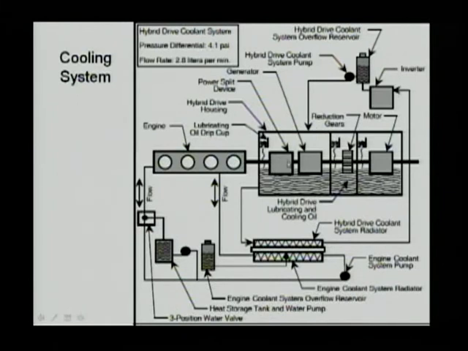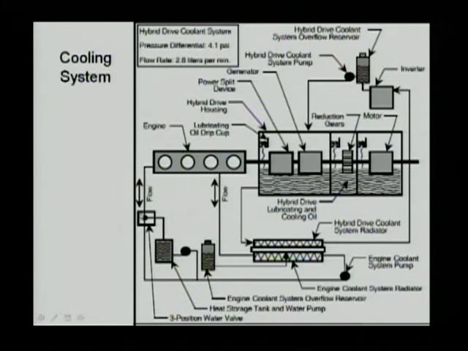On the diagram in the middle, you see the engine, the power split device, the generator, the planetary gears, and the motors, the reduction gears. So you can see that the motors and the power electronics are cooled from a loop, and the engine is cooled from a loop. If you look at the lower left corner, look at the engine. Connected to the engine is a cooling pipe with a 3-position valve, and that is connected to a heat storage tank, and then to an engine coolant system pump, and then the radiator. And after the radiator, it goes to the engine.